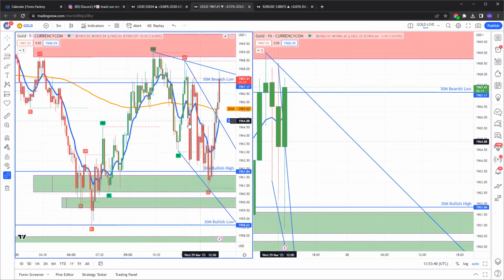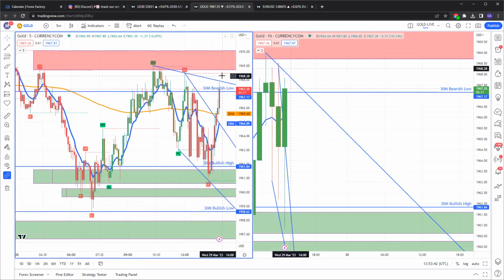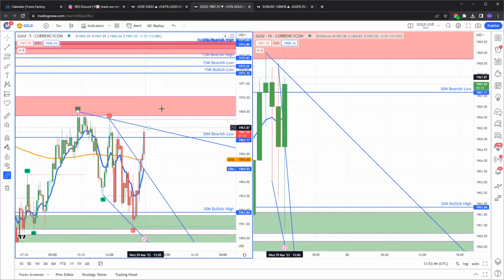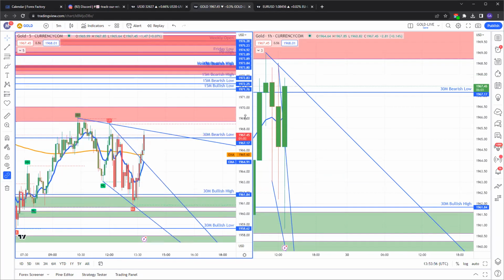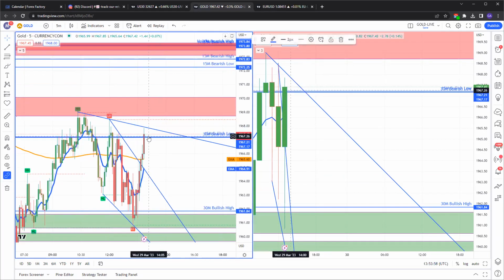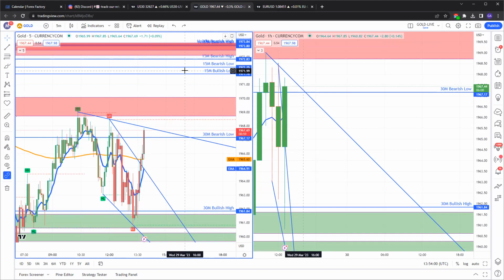Let's see where gold is likely to go. So we have this 30-minute bearish low. So a sell on gold would be if this trend line holds, and then we get a 5-minute candle retesting this trend line. And here, keep in mind, if you have a 30-minute bearish low, we do have a 30-minute bearish high, which I think is around up here. So the 30-minute bearish high is around 1974. The bearish low is around 1967.